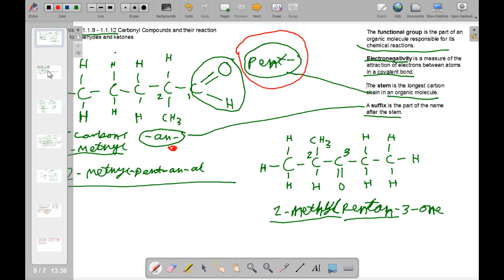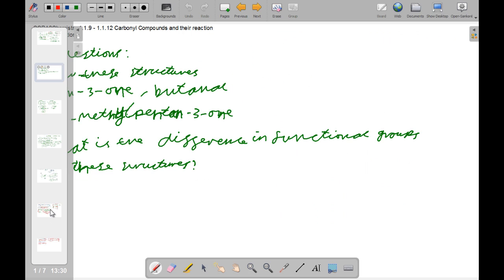So we went through naming, we went through the different structures and the reaction mechanisms, and how to test for carbonyl compounds, and we went through some questions as well.